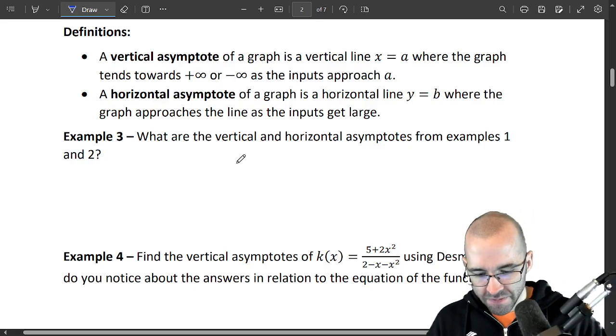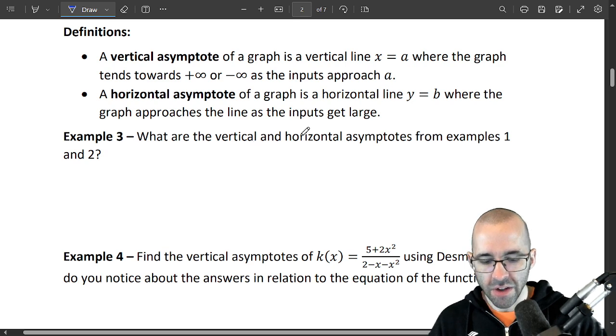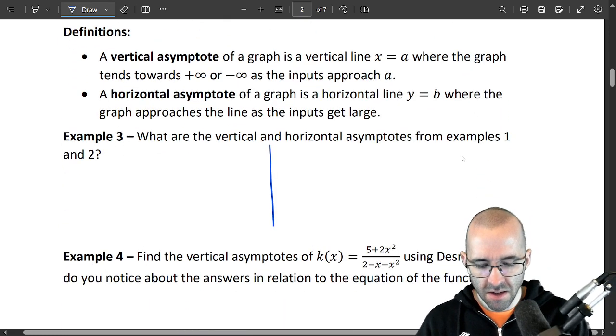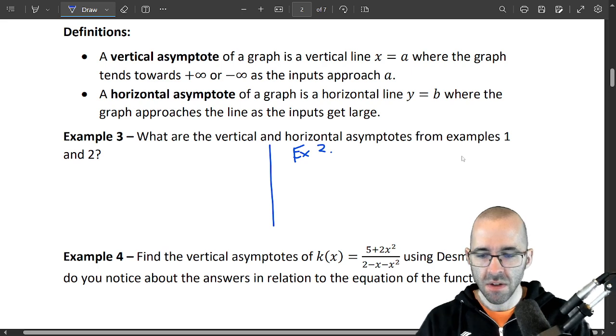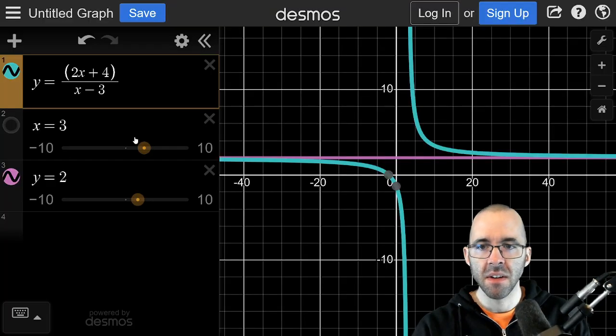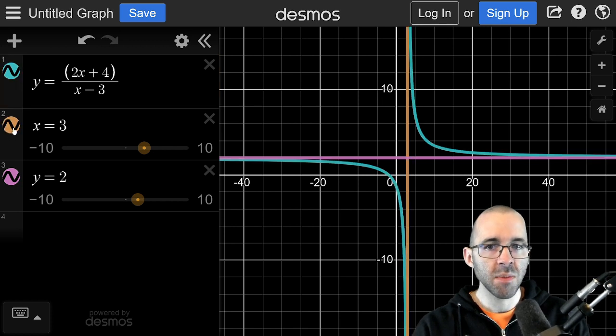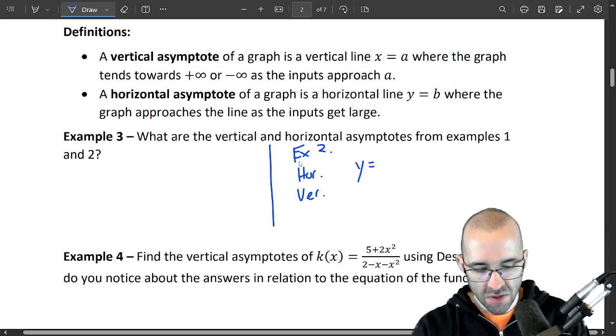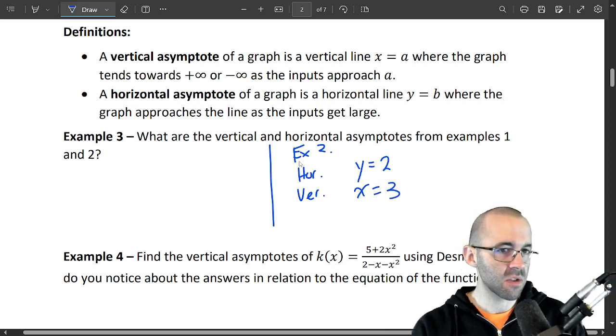All right, then. Example 3 says, what are the vertical and horizontal asymptotes from our last two examples? Well, we already answered this for example 2, right? For example 2, we just graphed them. Horizontal asymptote of y equals 2. Vertical asymptote of x equals 3. There they are. Again, the horizontal, we said was y equals 2. The vertical was x equals 3.